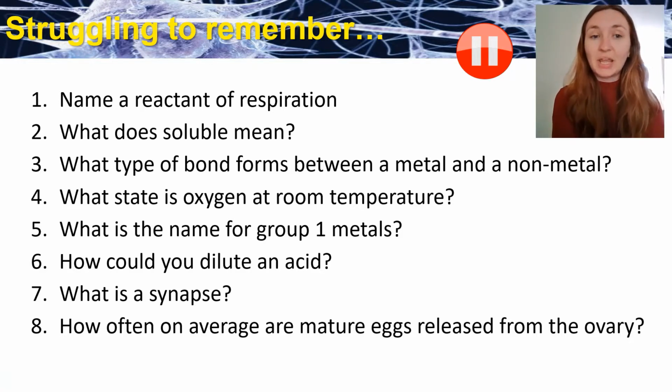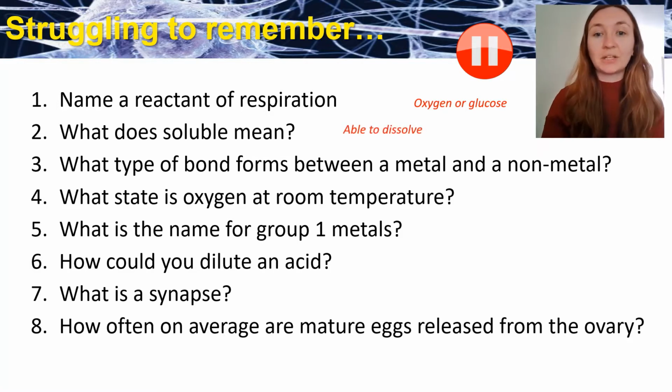So question number 1, name a reactant of respiration. You could have had oxygen or glucose. So both of these are chemicals which are needed for that reaction of respiration. Question 2 is, what does soluble mean? Well done, if you can remember, that means it's able to dissolve. Question 3, what type of bond would form between a metal and a non-metal? That would be an ionic bond.